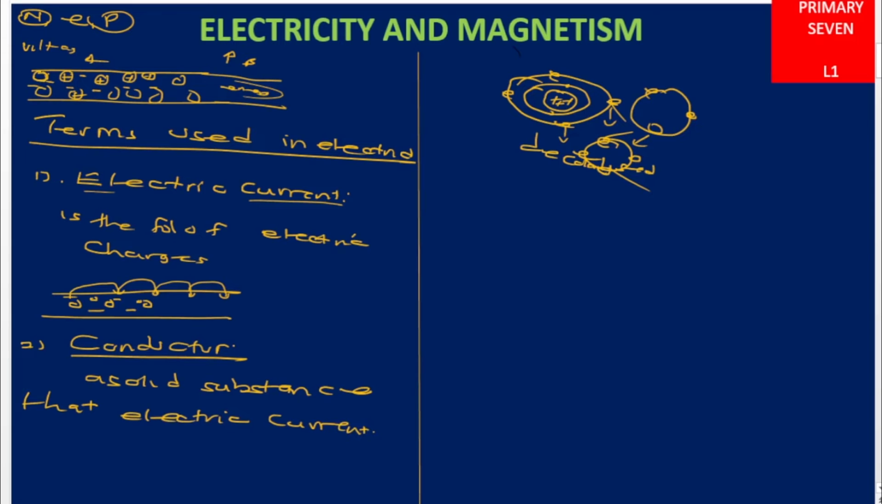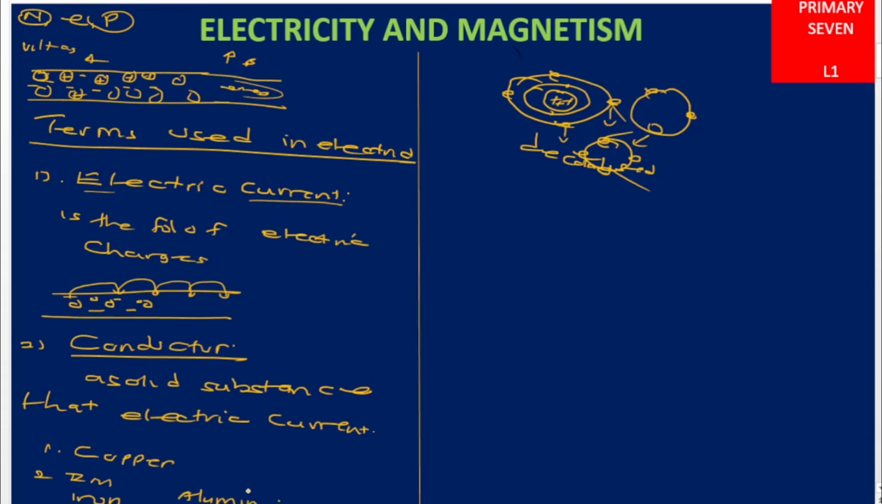So anything to be called a conductor has to be a solid, and being a solid, it has to allow current to pass through it. So examples of these conductors, we can take the metals, all metals like copper, metals like zinc, and then we have metals like iron, metals like aluminium. Later on we shall discuss conductors in detail.